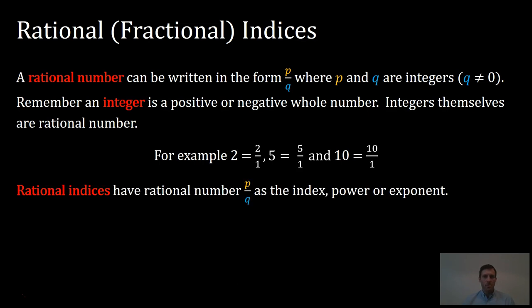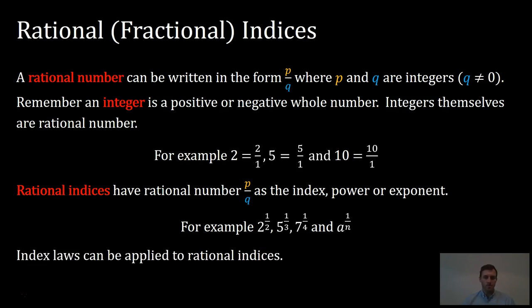Rational indices have a rational number, like p on q, as the index, power, or exponent. For example, 2 to the power of 1/2, 5 to the power of a third, 7 to the power of a quarter, and a to the power of 1 on n are all rational indices. The index laws can be applied not just to integer indices, but to rational indices as well.